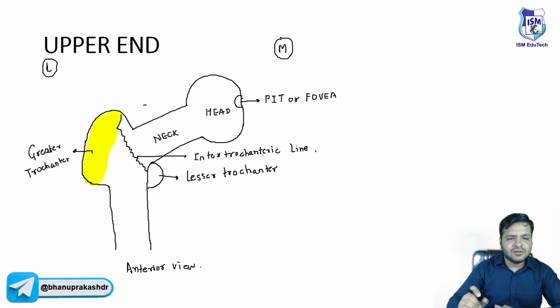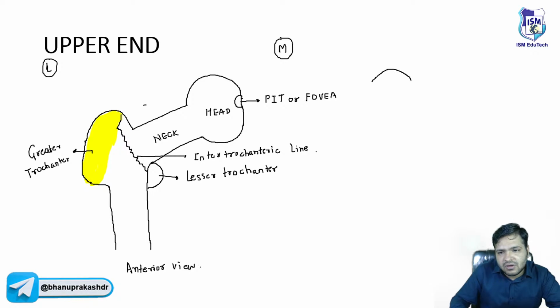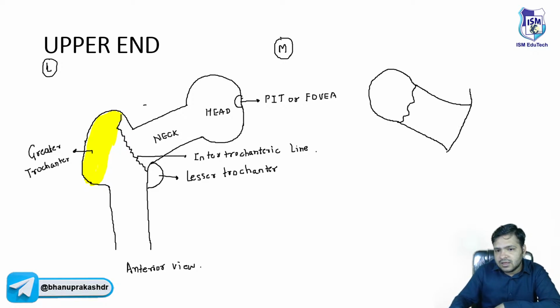Yes, everyone is right. So the intertrochanteric line you will be able to see over here. Apart from that, beta, this is the anterior view. If we focus on the posterior view, we will get some more structures in the upper end. I'm just discussing the upper end right now. So you are very well aware that this is the head part, and this head part is continuous with the neck. And this is something that you will get in the posterior part.